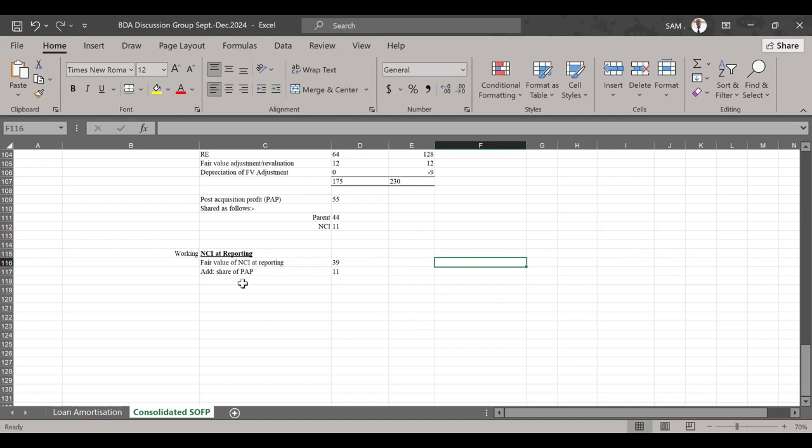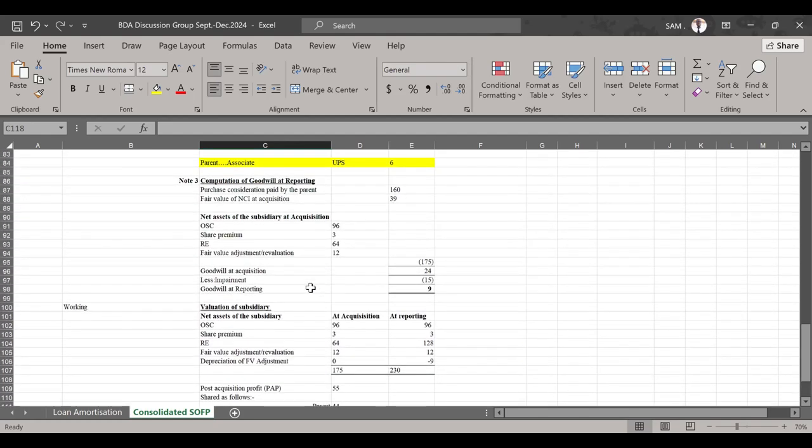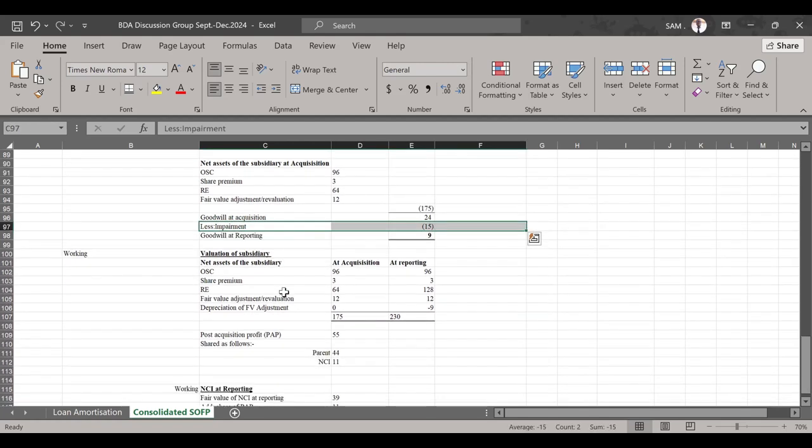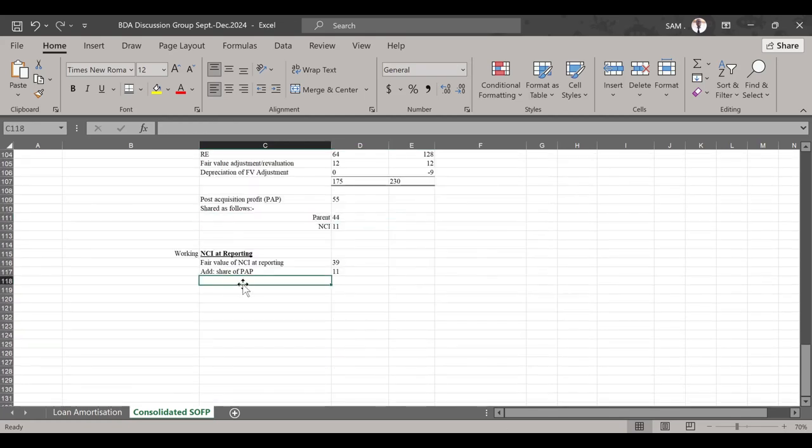But remember, these minority shareholders or the NCI, they have to share into the impairment of goodwill. You see this impairment we did here. Because they also have some shareholding in this subsidiary, they have to share. So it will reduce their stake. It will reduce their value. So we less there share of impairment loss, and we know it is goodwill that is being impaired.